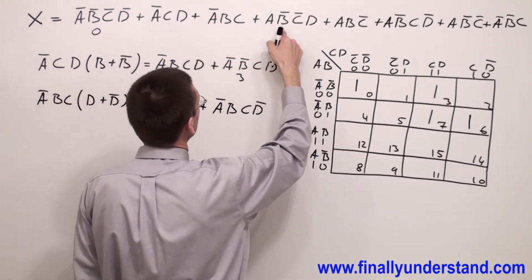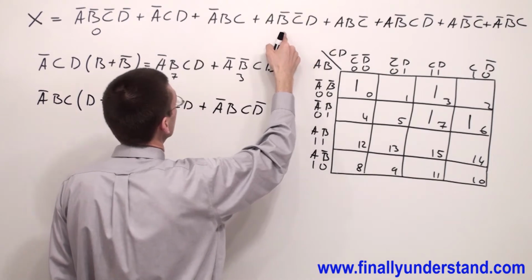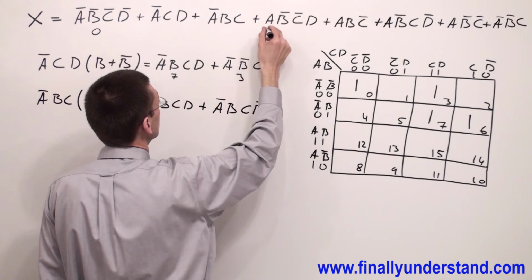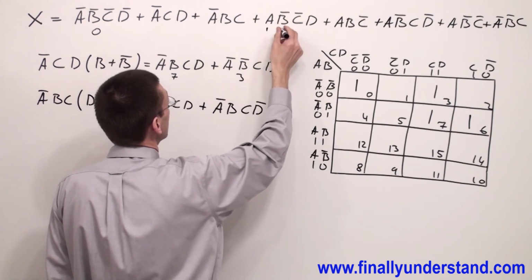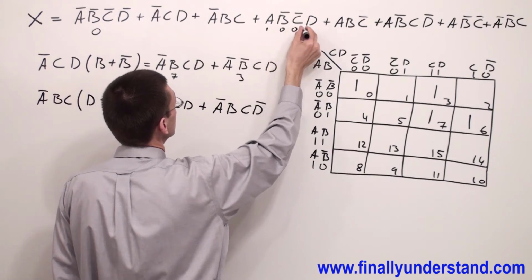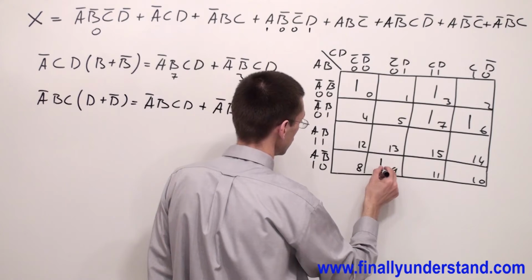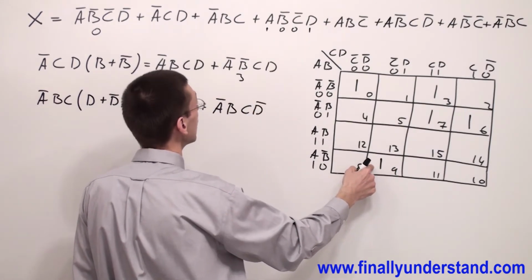This one is A, B0, C0, D. This is binary 9. Remember, the variable without the negation bar represents 1. The variable with the negation bar represents 0. So I have 1, 0, 0, 1. This is binary 9. That's why I'm going to write 1 in cell number 9.